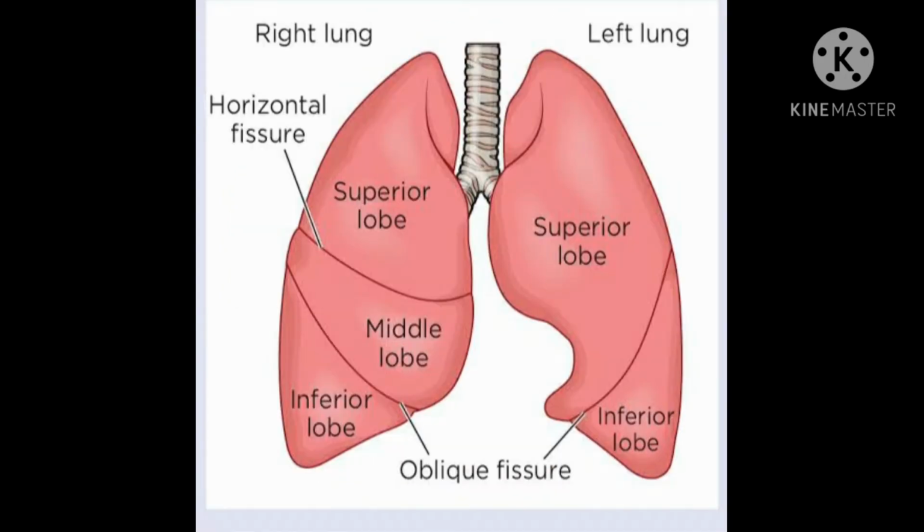Anatomy of the lung. The various lobes present in the lungs are shown in this picture. The right lung consists of the superior lobe, middle lobe, and the inferior lobe. The superior and the middle lobes are separated by the horizontal fissure, whereas the middle lobe and the inferior lobe are separated by the oblique fissure. Moving on to the left lung, we have only two lobes, the superior lobe and the inferior lobe, which are divided by the oblique fissure.